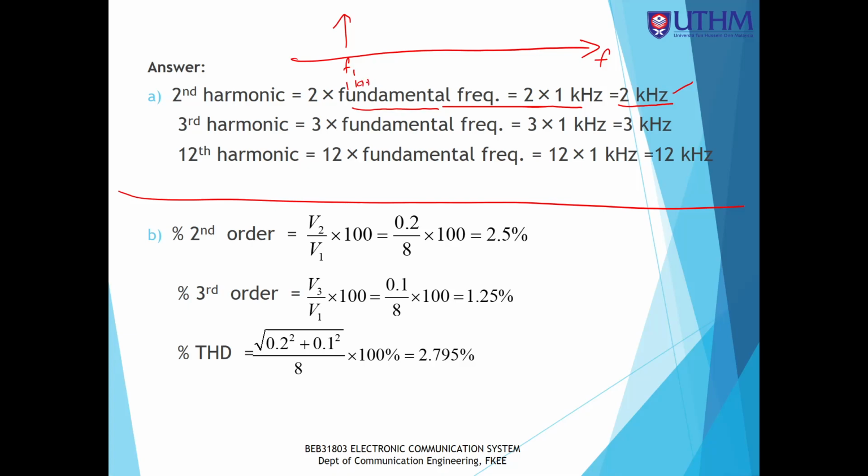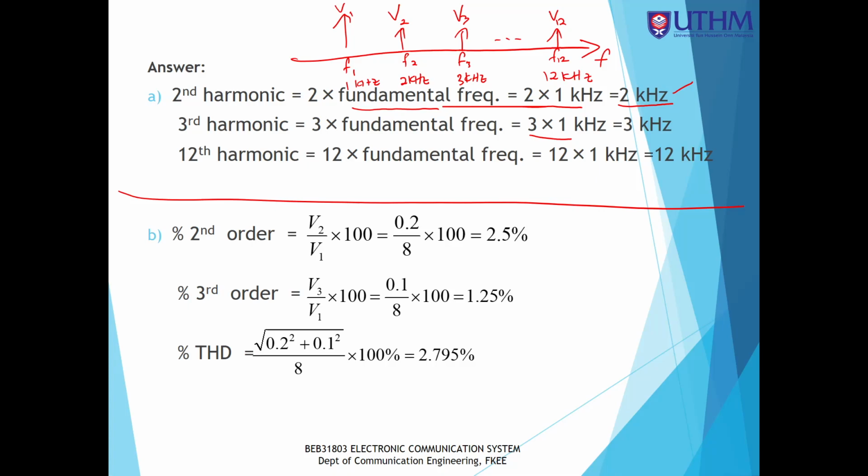which is 1 kilohertz. Then the second order, v2, is located at f2, which is 2 kilohertz, and then f3, v3, located at 3 kilohertz, 3 times 1k. Then the 12th order, v12, is located at f12, which is 12 times 1k, so it is located at 12 kilohertz. So these are the locations of the harmonics.